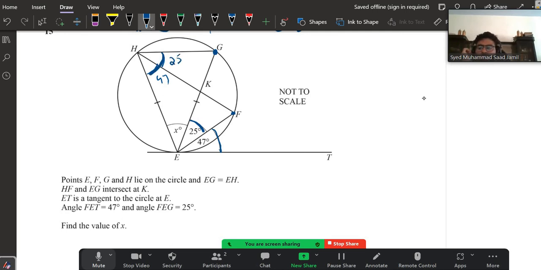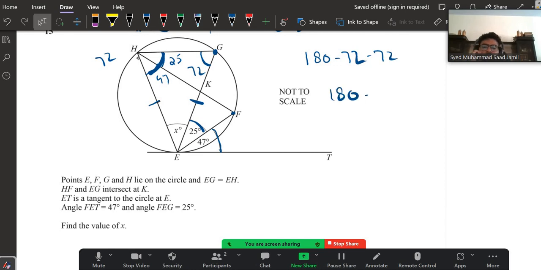So this whole thing is basically 47 plus 25, which is 72. Now if you look at this triangle, this is an isosceles triangle. So if this side is 72, this side is also going to be 72. Alright, so we have to find the value of x. 180 minus 72 minus 72, I guess it's 144. And 180 minus 144 is 36. So that's how you find the value of x.